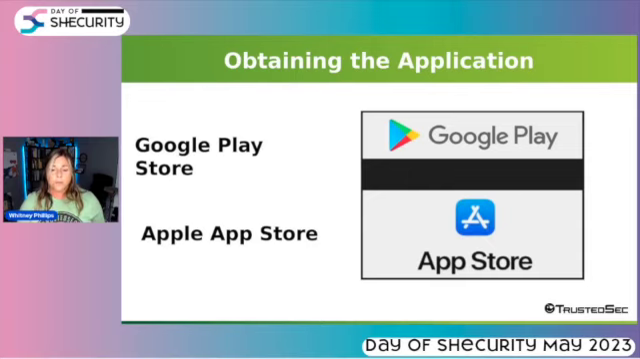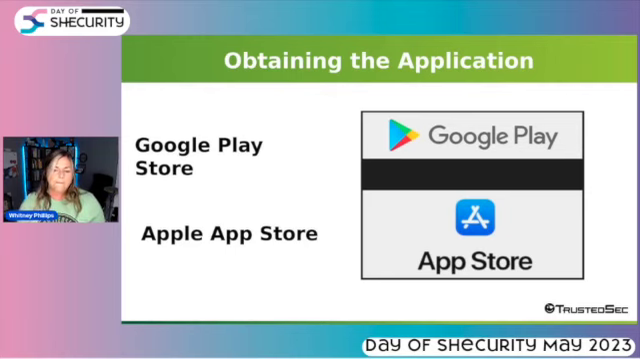Moving on, once you have those two, you're going to want to obtain your application. There are a few ways to do this. You can do it through Google Play for Android, or the Apple App Store for iOS. This is the more legit way. You're going to want to have an account set up, etc. That's the best, more secure way to obtain that application.